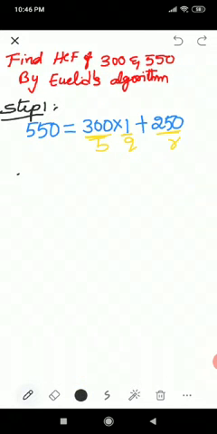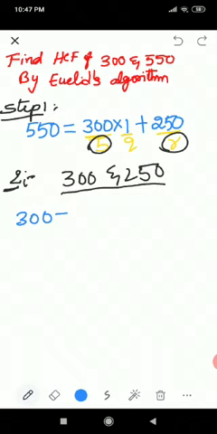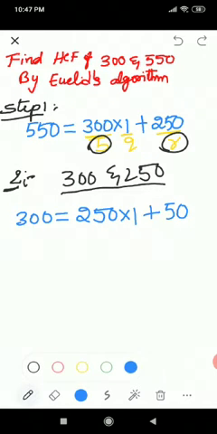Step 2: we have to take this B and R values, that is 300 and 250, and use the division algorithm. Okay, so how can I write this 300? 300 is nothing but 250 into 1 plus the remaining quantity 50. Here what is B, Q, R? Just identify, this is B value, this is Q value, this is R value.